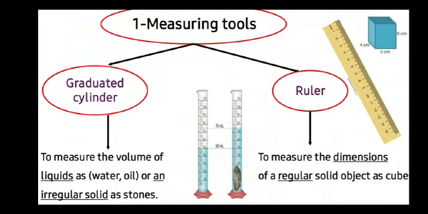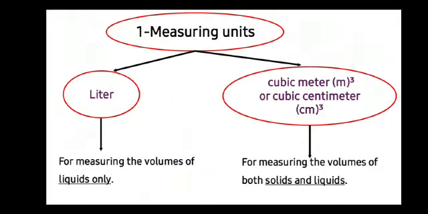So we have two measuring tools of volume. Number one, the graduated cylinder to measure the volume of liquids and irregular solid objects. And the ruler to measure the dimensions of regular solid objects. Units of volume, we have liter and milliliter, to measure the volume of liquids only.